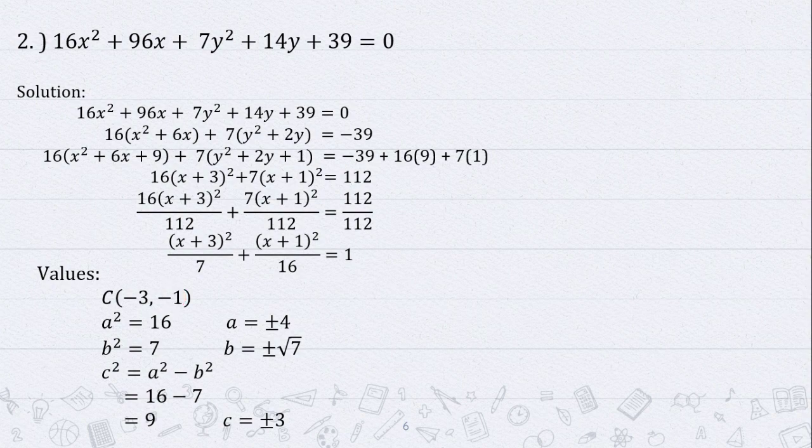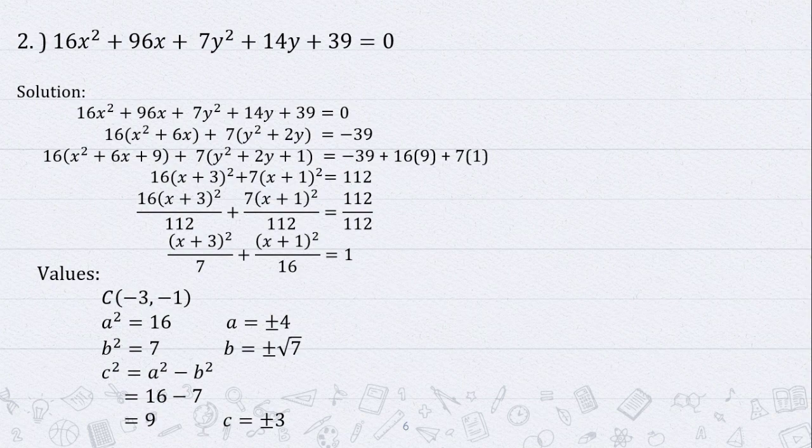Now, our a squared is taken from our bigger denominator, which is 16. Therefore, our a is plus or minus 4. Our b squared is taken from our smaller denominator, which is 7. Therefore, our b here is plus or minus square root of 7. Now, to get our c squared, we will be using this formula. Since a squared is equal to 16 and b squared is equal to 7, our c squared is equal to 9. That means to say our c is plus or minus 3.